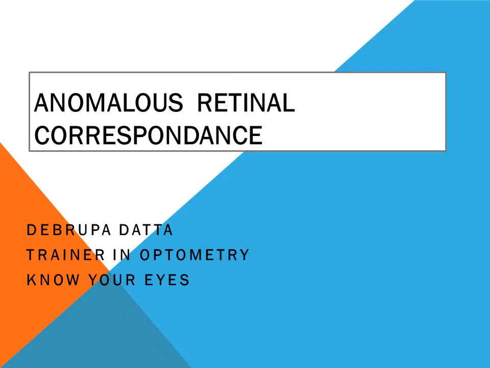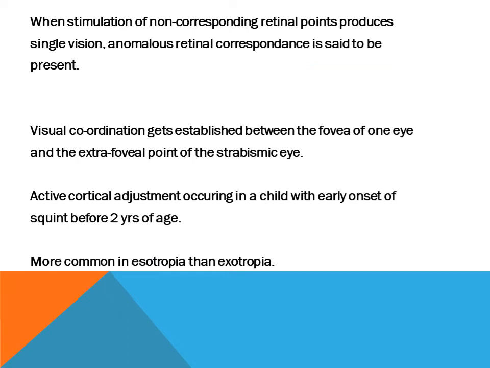Now, moving on to abnormal retinal correspondence. What do we mean by abnormal retinal correspondence? When stimulation of non-corresponding retinal points produces single vision, anomalous retinal correspondence is said to be present. Now, the stimulation of non-corresponding retinal points takes place only in a strabismic individual. So, when a strabismic individual is pointing at a target, the normal eye is very easily fixating at the target, whereas the strabismic eye is fixating away from the target because of the visual axis misalignment.